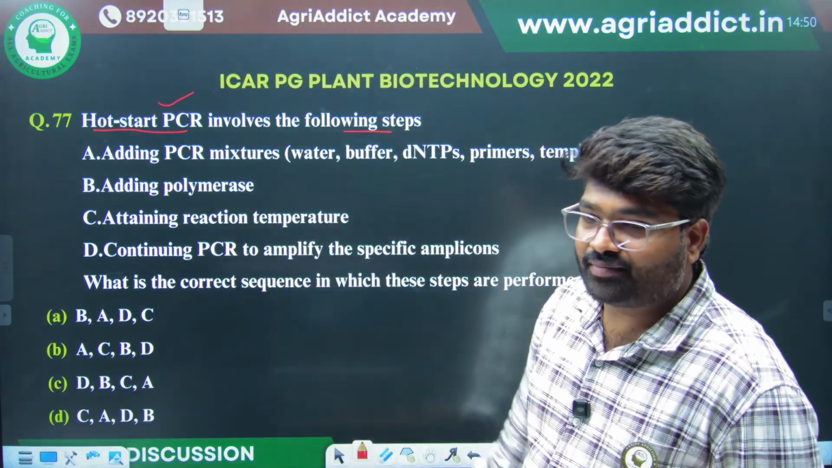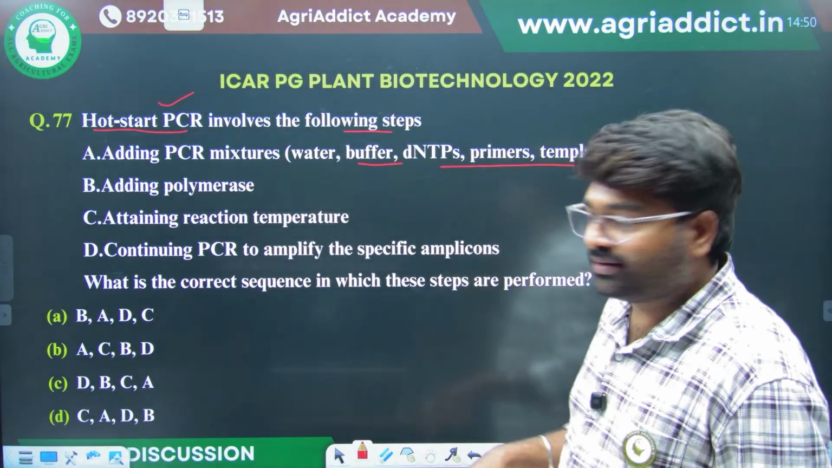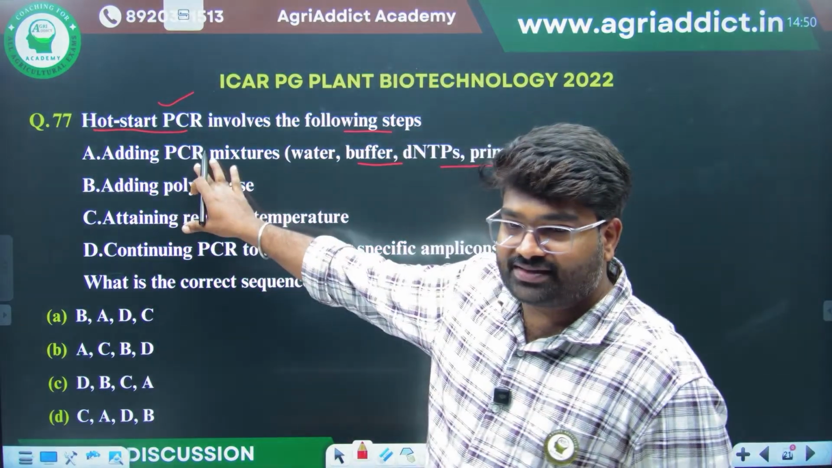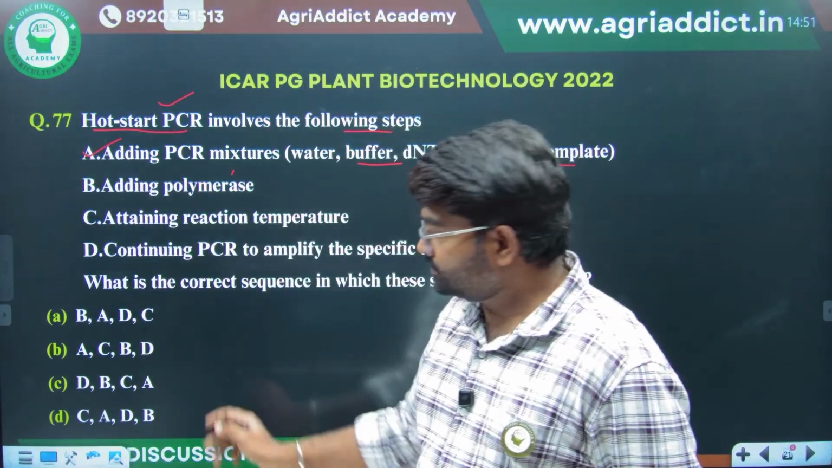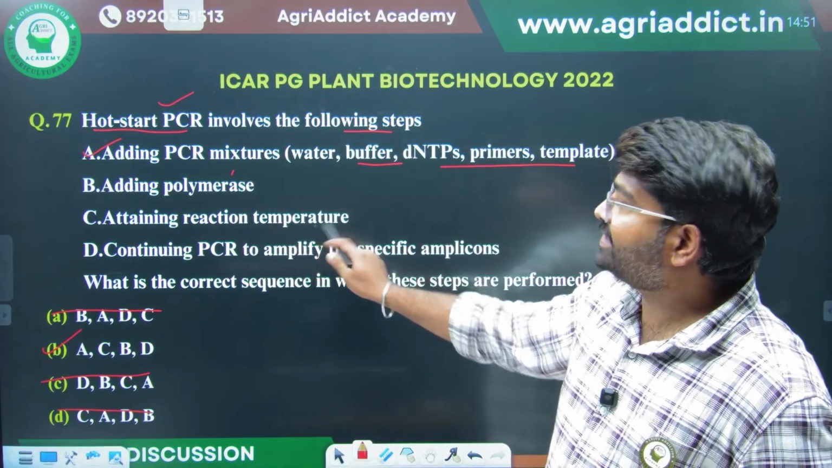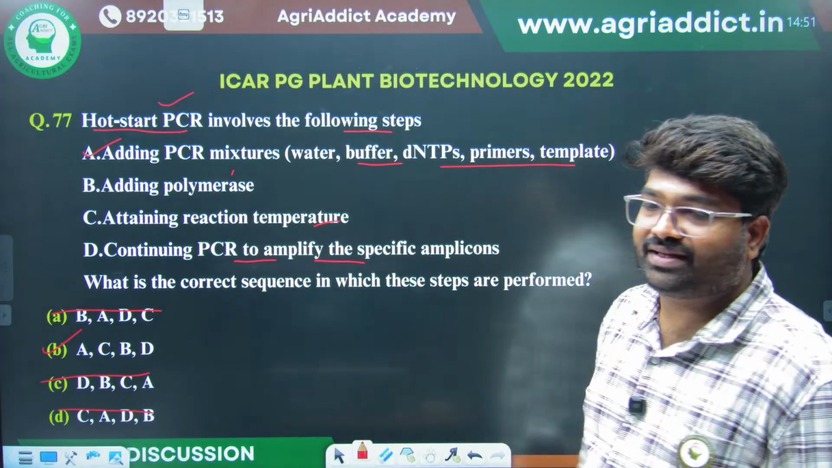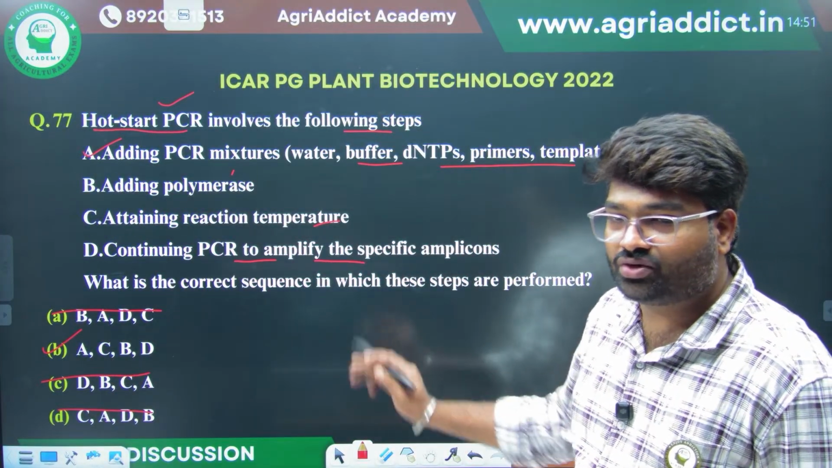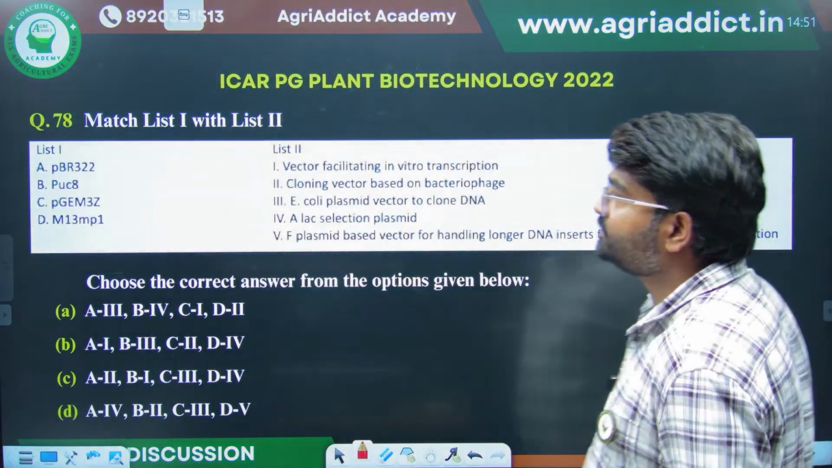First, adding PCR primers. Yes, first we have to add the PCR primers, buffers, dNTPs, template, everything. Next, what will we add? By seeing the first option itself, we can easily eliminate the other options. So first A only should come. Second, attaining reaction temperature. Then we will add the polymerase. Then continuing PCR to amplify the specific amplicons. We can easily eliminate the other things, so option B will be right. Yes, very good. A, C, B, D.